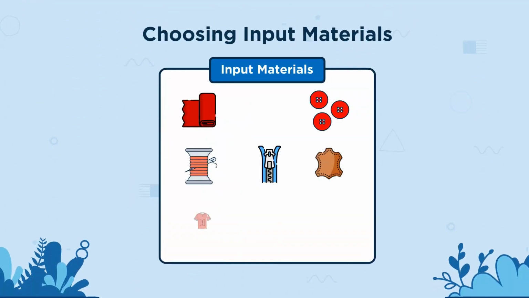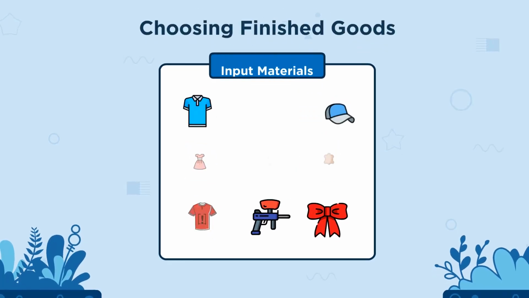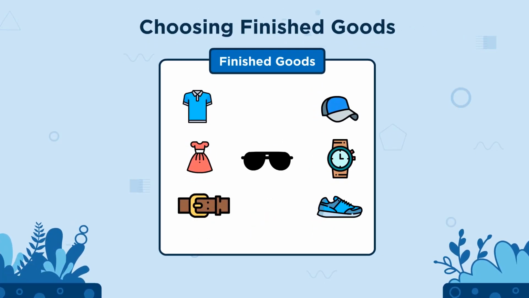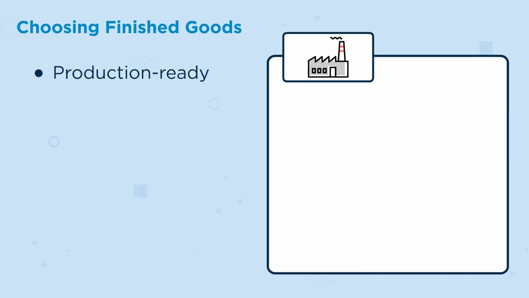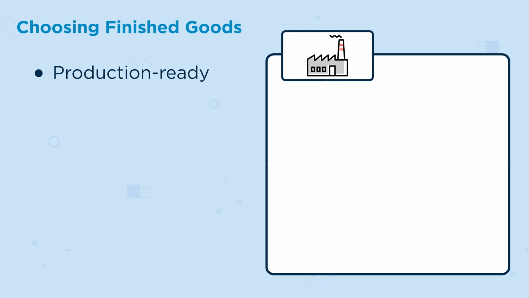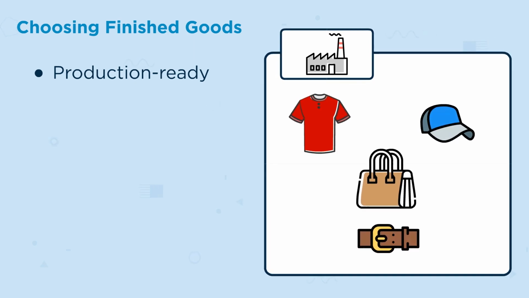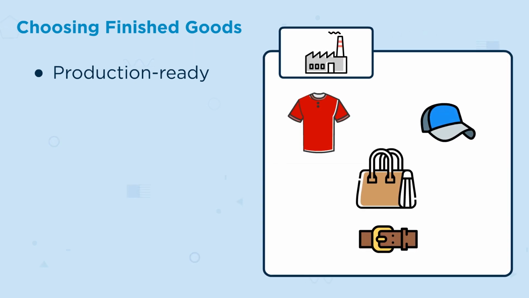This covers the testing of input materials. Now let us look at how to test finished goods. As we discussed with raw materials, RSL testing on finished goods should be done on production-ready materials. These are made using the same procedures and materials as the final product.